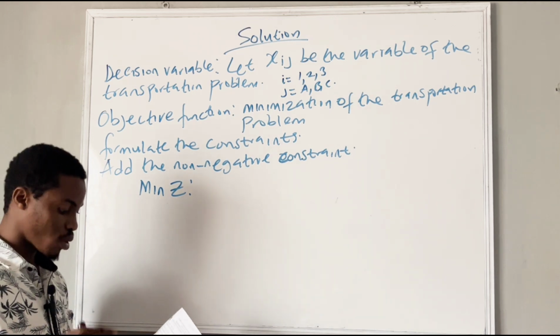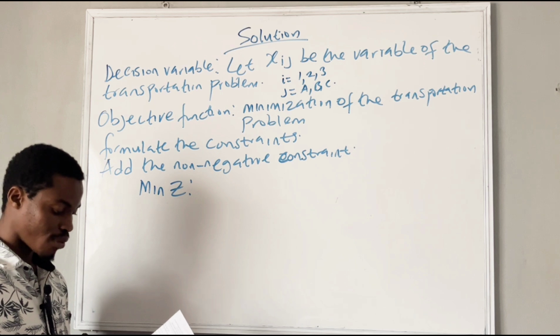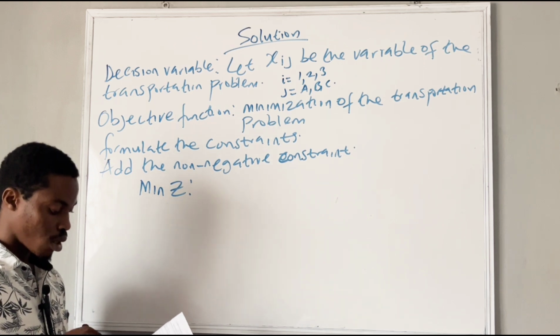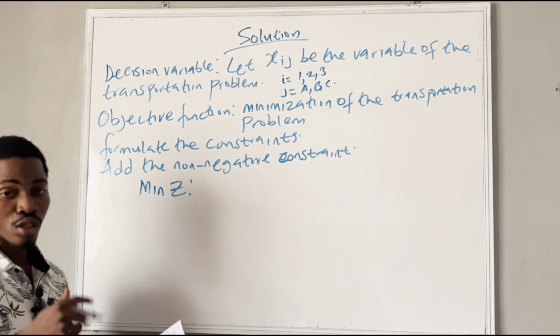So for our grain elevators A, B, C, we have Ilorin: 10. On Abeokuta, we have 8. In Lagos, we have 7. In Ogbomoso, we have 12. On Abeokuta, we have 6, 11. So that is the cost.